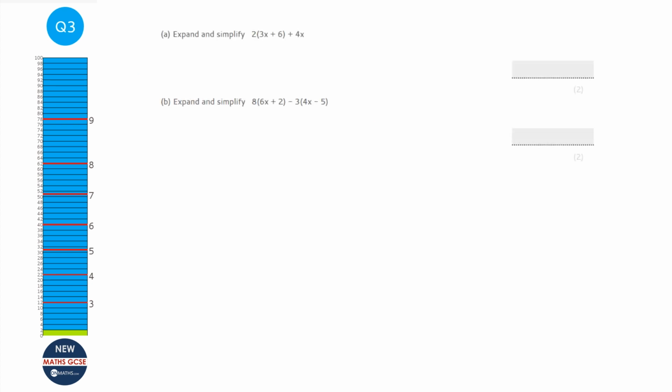Okay, there's more than one way to expand and simplify a single bracket. You're essentially doing the same thing, but some of you might want to draw grids or do it in a different way. I always just use smiles and rainbows, so I just create a smile between the 2 and the 3x and a rainbow between the 2 and the 6, and I put a little times sign there to remind me to times it. Just put a notch through the bracket. That means we're going to times 2 and 3x, and 2 times 3 is 6, and then we've got the x there. And 2 times 6 we're going to times together to make 12. Now we've still got the 4x, so I still need to write that down.